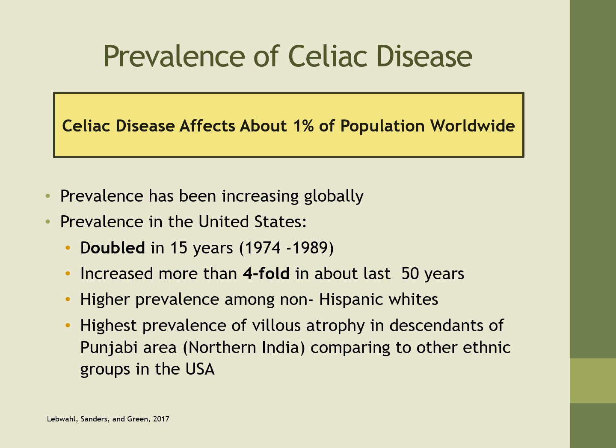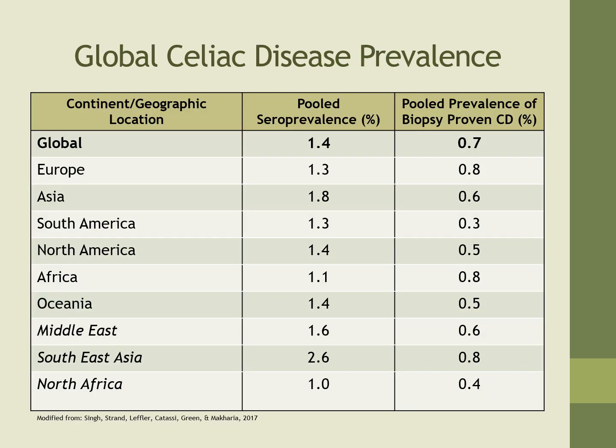The highest prevalence of villus atrophy has been seen in descendants of the Punjabi area, compared to other ethnic groups in the United States. The National Institutes of Health reports that 1 in 141 Americans has celiac disease. It is about 3 million people nationwide, and many of them don't know it. The table here represents global celiac disease prevalence by continent and geographical region. Celiac disease has been reported worldwide.